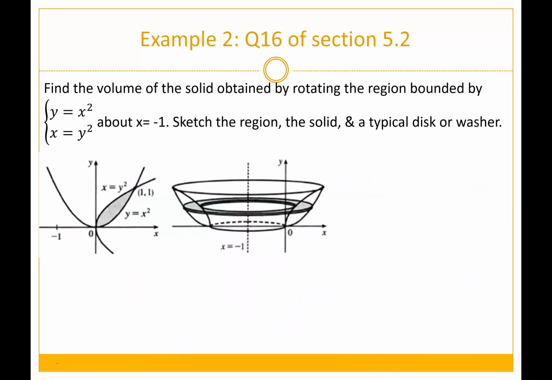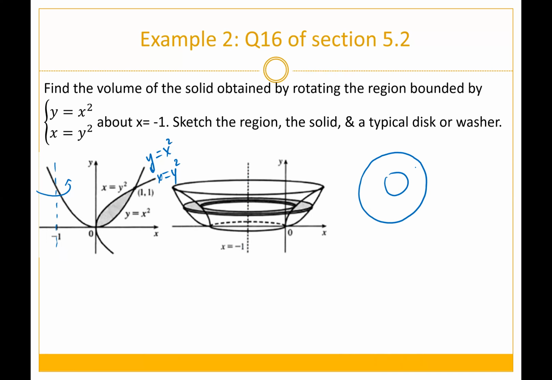The second example is question 16 of the same section. Find the volume of the solid obtained by rotating the region bounded by y equals x squared, and x equals y squared, about x equals -1. If you graph it out, you can see that the axis of rotation is this line, so it's not just 0. If you rotate it, again, the cross-sectional area is a washer, and you have an inner and outer radius as well.